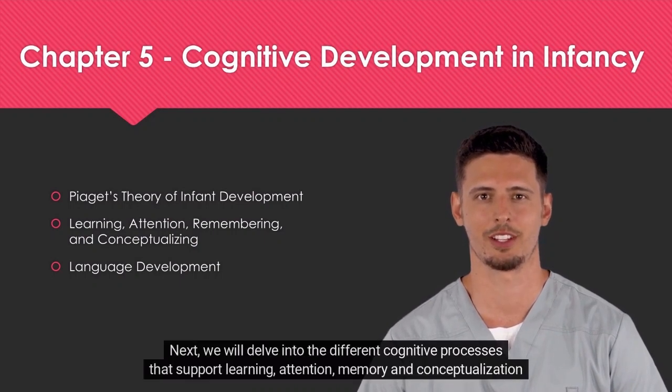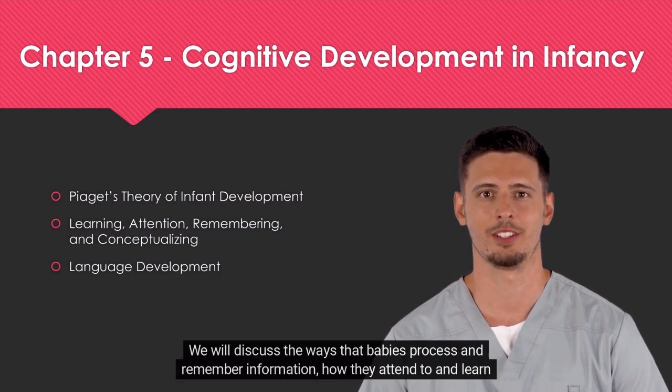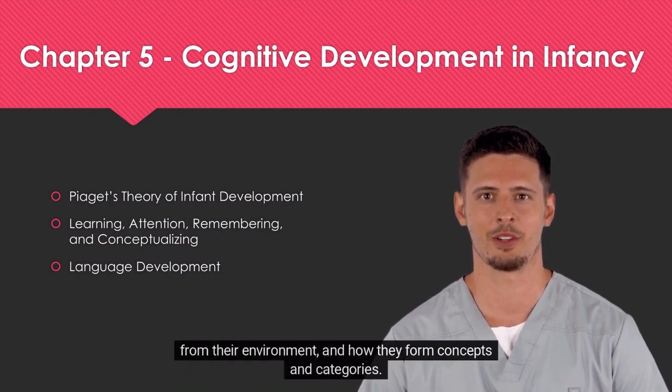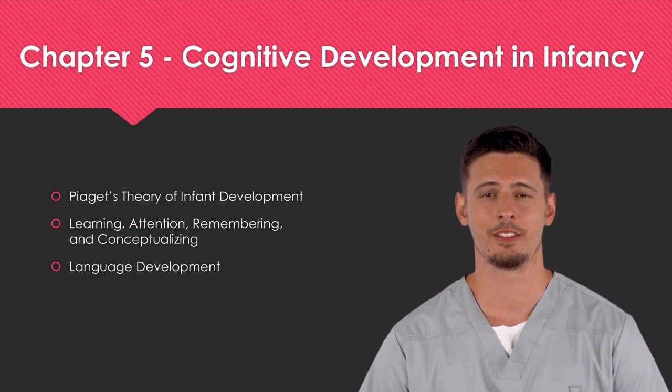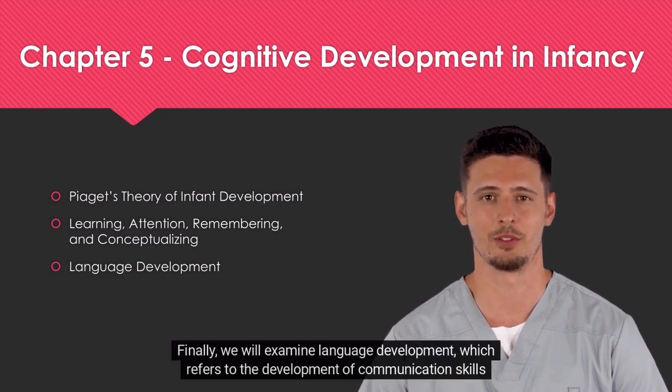Next, we will delve into the different cognitive processes that support learning, attention, memory, and conceptualization in childhood. We will discuss the ways that babies process and remember information, how they attend to and learn from their environment, and how they form concepts and categories. Finally, we will examine language development, which refers to the development of communication skills in childhood.